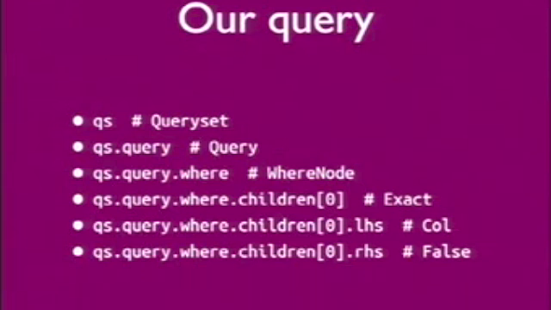So, we've got a query set. We know what that is. It's got an attribute called query, which is the underlying query object that models what we're going to do. That's what we've been working with the whole time. That's got an attribute called where, which is the where node. Where nodes are tree-like objects. They've got children, and in this case, it's got one child, which is the lookup, the instance of exact. That's got a left-hand side, which is the column object, and a right-hand side, which is false. So that contains the information trained equals false. That's the query.